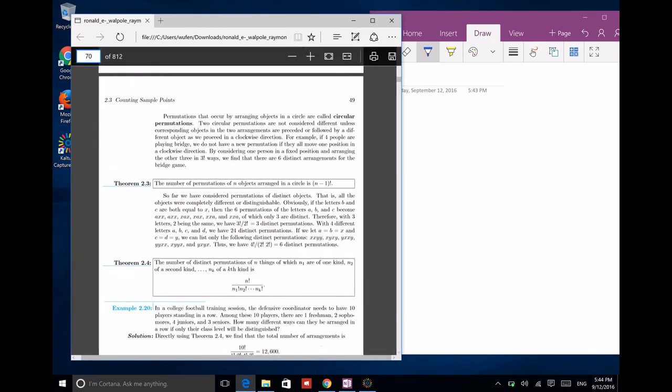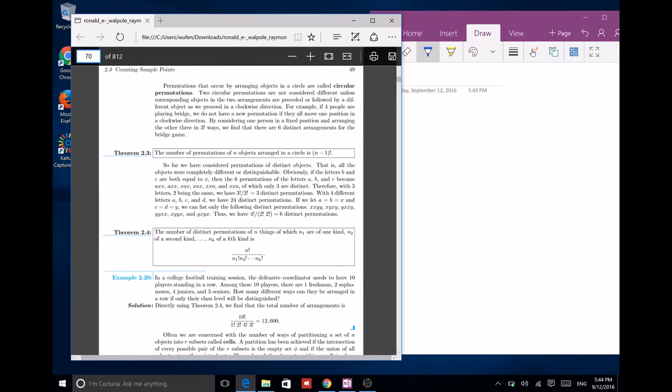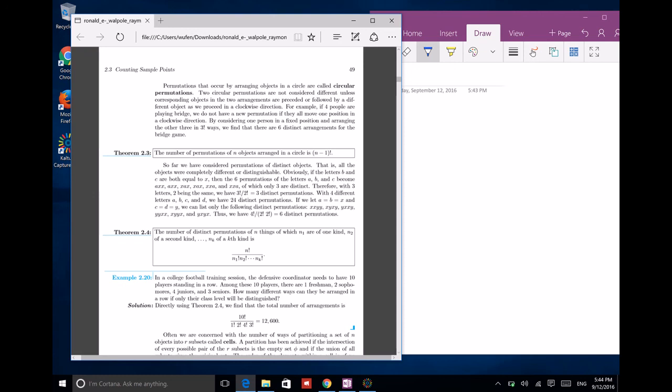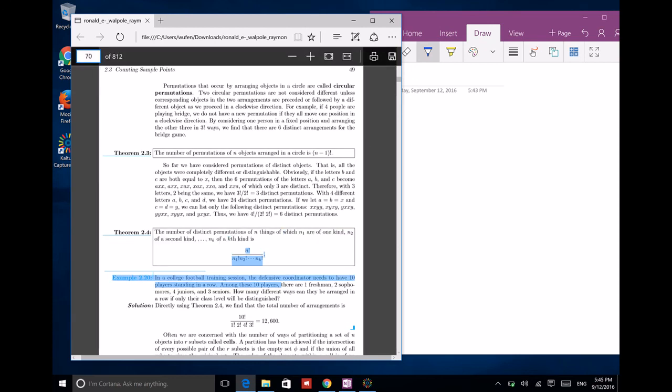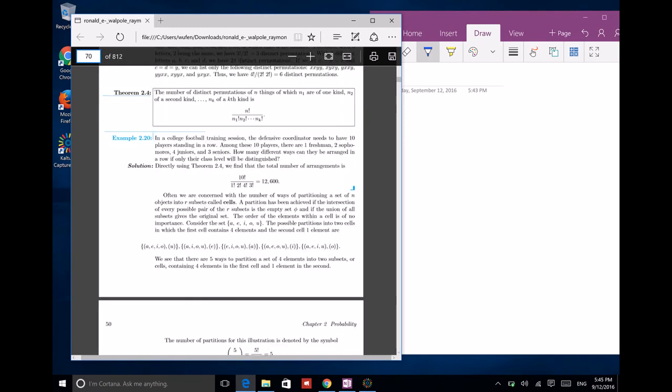Okay, so let's look at Theorem 2.4. The number of distinct permutations of n things, of which n1 are of one kind, n2 of a second kind, up to nk of the kth kind. So basically, they are not all distinct. They are not all different. Some of them are the same. They have several things: the first n1 things are one kind, n2 things are another kind. So basically, they're the same, so we have to divide out those same-kind options.